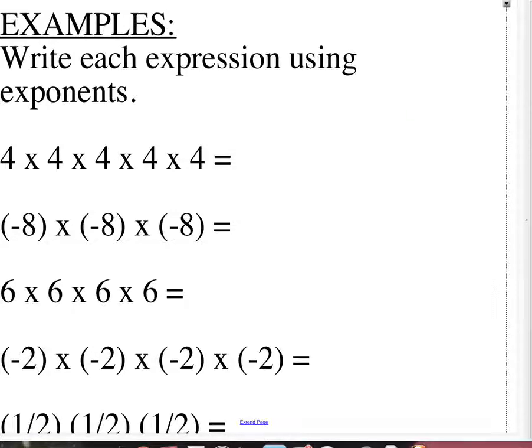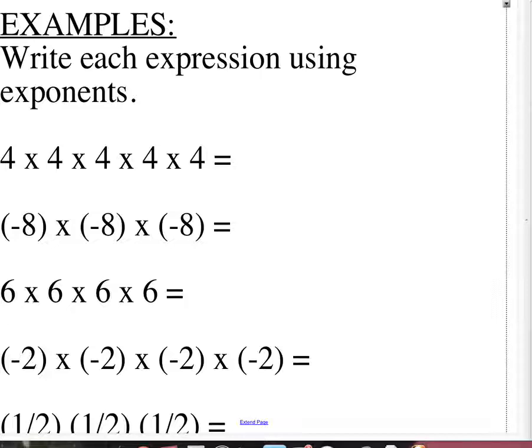Let's see some examples of what we're going to be doing in class when we work on this lesson and these examples, this assignment together. Directions say write each expression using exponents. So we're not going to be evaluating these. We're not going to be solving them all the way to get final answers. I don't want to know that the answer is 100 and whatever. We're just going to rewrite these expressions as a base number with an exponent.